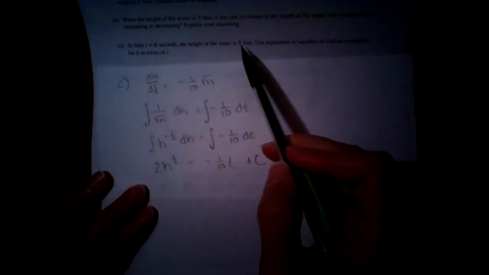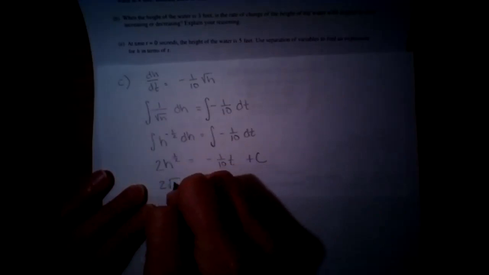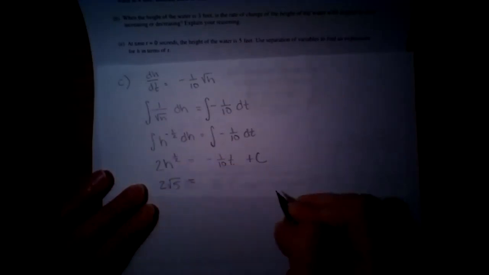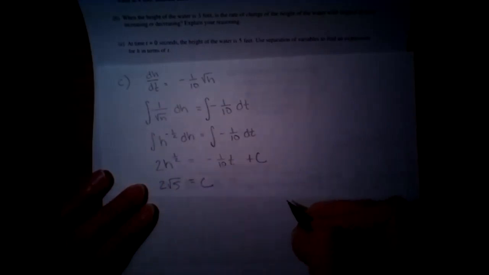And then we're going to plug in the initial condition. So when time is 0, h is 5. So if we plug in 5 over here, that's 5 to the 1/2, that's square root. So 2 square root of 5. Time is 0, so that would just be c. That just is your constant. So what you're going to do is recopy this step exactly, except instead of plus c, you're going to put plus what you got for c. So plus 2 square root of 5.